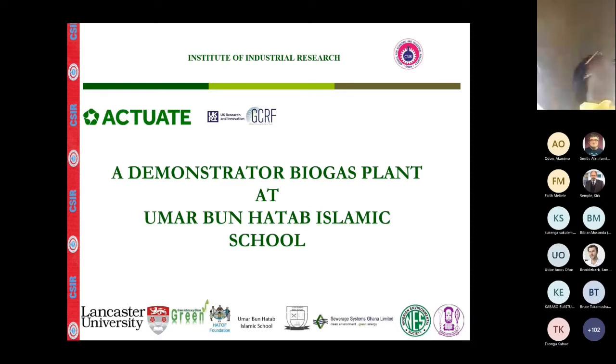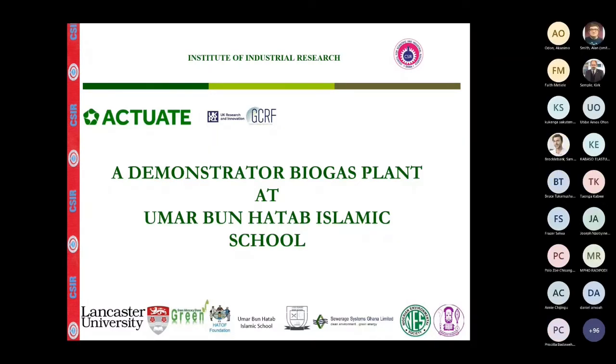Now, another institutional biogas system that we have built is the integrated biodigester that I talked about. This was built under the ACTUATE project. It is a demonstrator biogas plant that was built at a basic school in Ghana. The name of the school is Umar bin Khattab Islamic School.